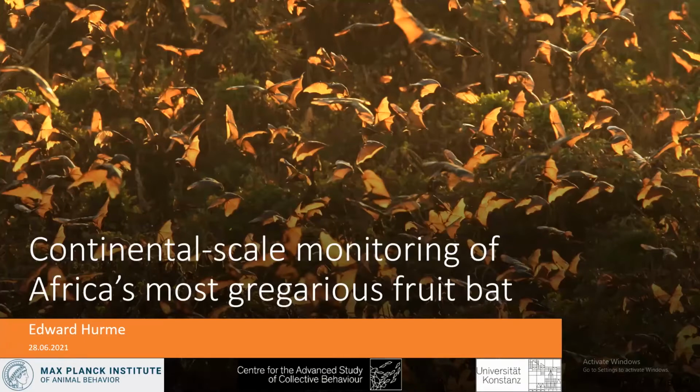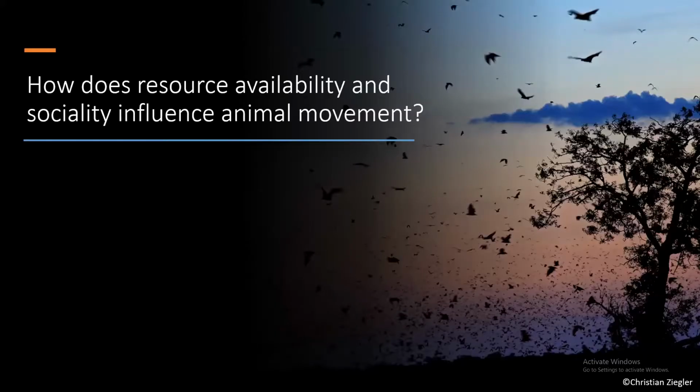And today I'll be talking about continental scale monitoring of Africa's most gregarious fruit bat. And just to go a little bit back into my interests, I'm interested in working on the interplay of how resource availability and sociality influence animal movement. So depending on the landscape and how social a species can be, that can really change how species move around.